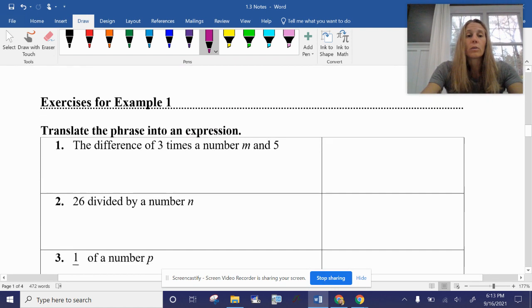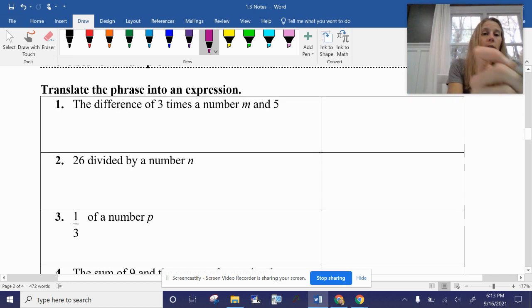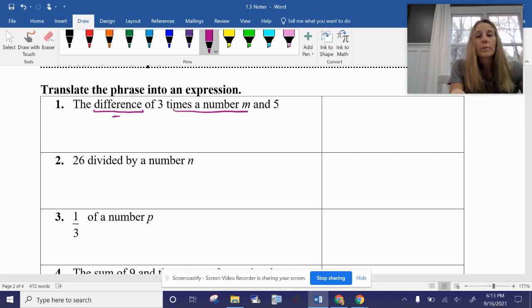Okay, so now we're just going to do some practice examples. The first one here, the difference, that tells us there's some subtraction of 3 times a number n.